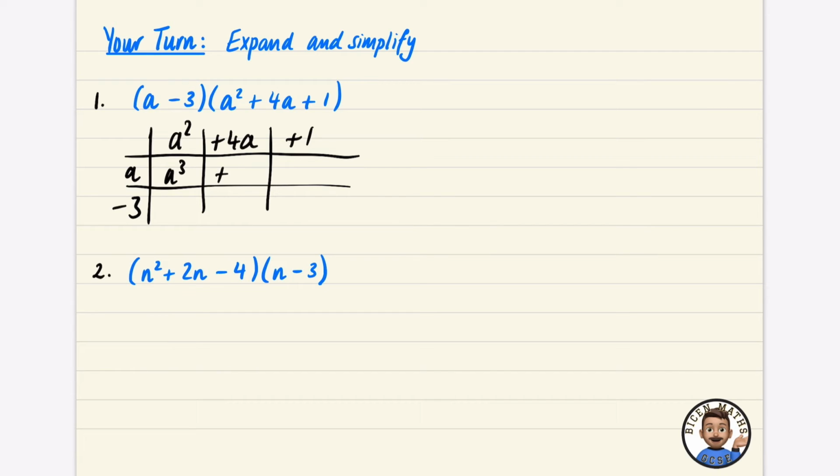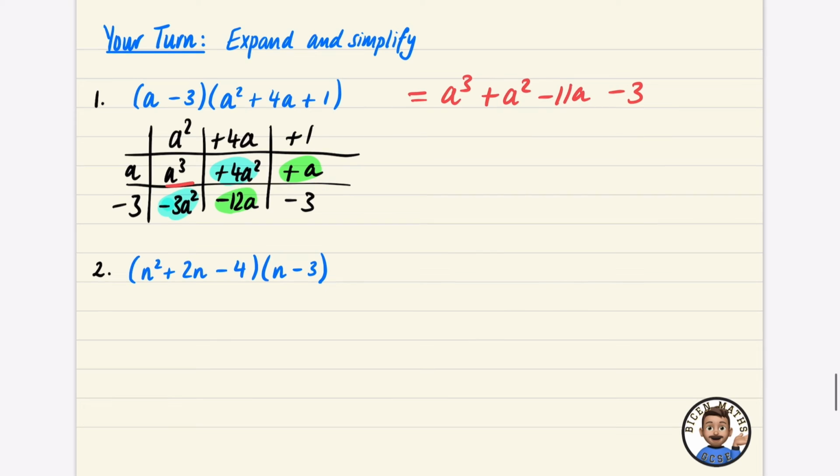So it's going to be a cubed, 4a squared, and 1a, which is just a. And then multiply by minus 3. That's minus 3a squared, minus 12a. And I've written minus 3 here. I forgot to change to red, but it doesn't really matter. Now this part and this part will simplify, and then this part and this part will simplify. So that means it is going to be the a cubed that I have here. I've then got the 4a squared minus 3a squared. That's just plus a squared or plus 1a squared, but we wouldn't write that. A minus 12a is minus 11a. And then at the end, I have the minus 3. So the grid can be a really helpful way of organising the information.